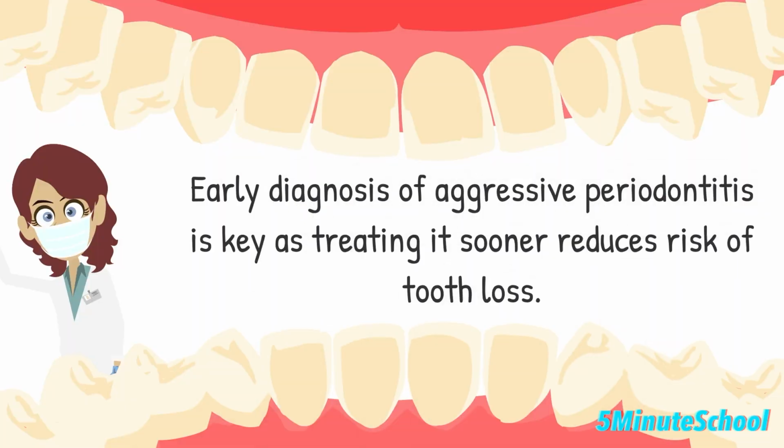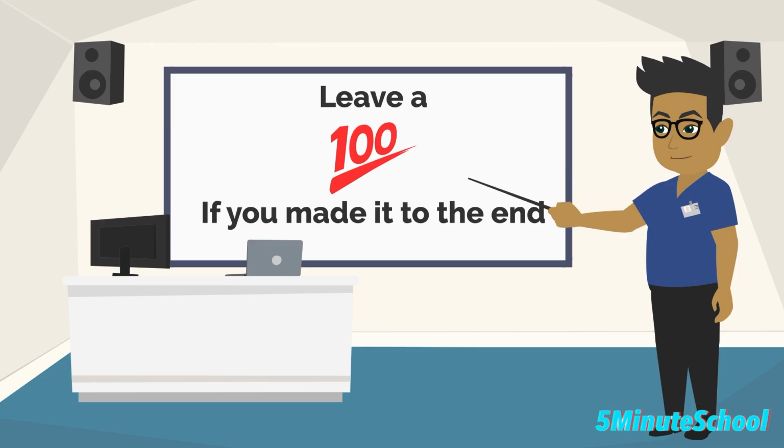Early detection and intervention is the most important thing with aggressive periodontitis because the disease is quite rapidly progressing. So the sooner you treat it, hopefully you'll be less likely to lose teeth and you'll be able to maintain a healthy periodontium.